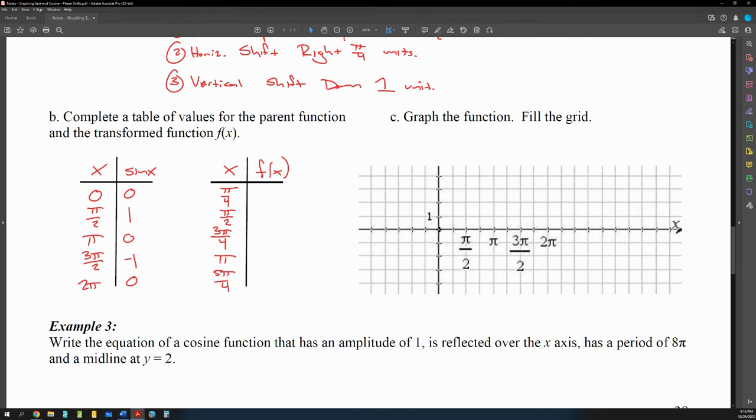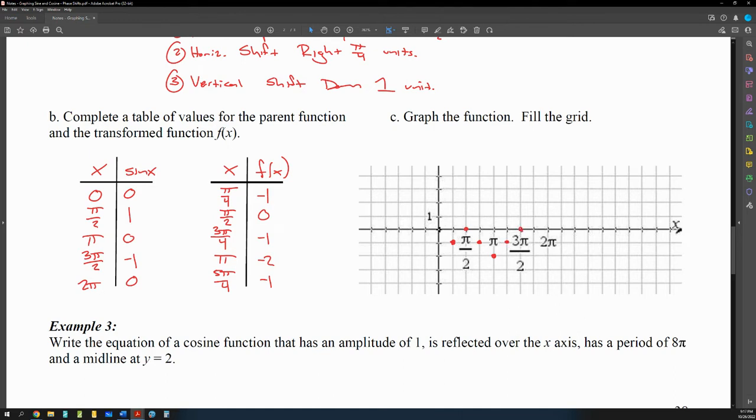All of our y values are going to be shifted down 1 unit. So we have negative 1, 0, negative 1, negative 2, and negative 1. Okay, so let's go ahead and plot these points. We have pi fourths, negative 1. We have pi halves, 0. We have 3 pi fourths, negative 1. We have pi, negative 2. And we have 5 pi fourths, negative 1. There we go.